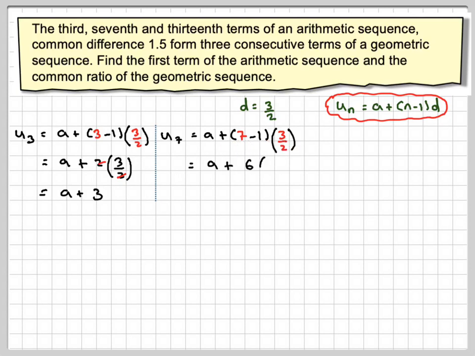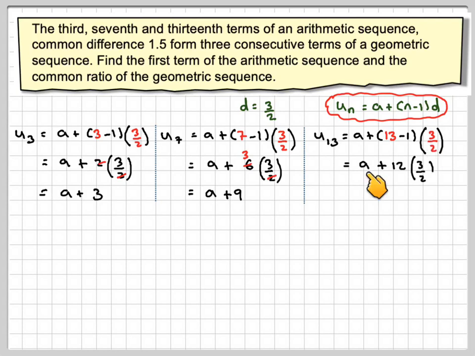The seventh term will be a plus 7 minus 1 times the common difference, which is 3 over 2, which is a plus 6 times 3 over 2. The 2 will go into the 6 3 times, so the seventh term will be a plus 3 times 3, which is 9. The 13th term will be a plus 13 minus 1 times the common difference 3 over 2, which gives me a plus 12 times 3 over 2. 2 goes into 12 6 times, and 6 3s are 18, so the 13th term will be a plus 18.